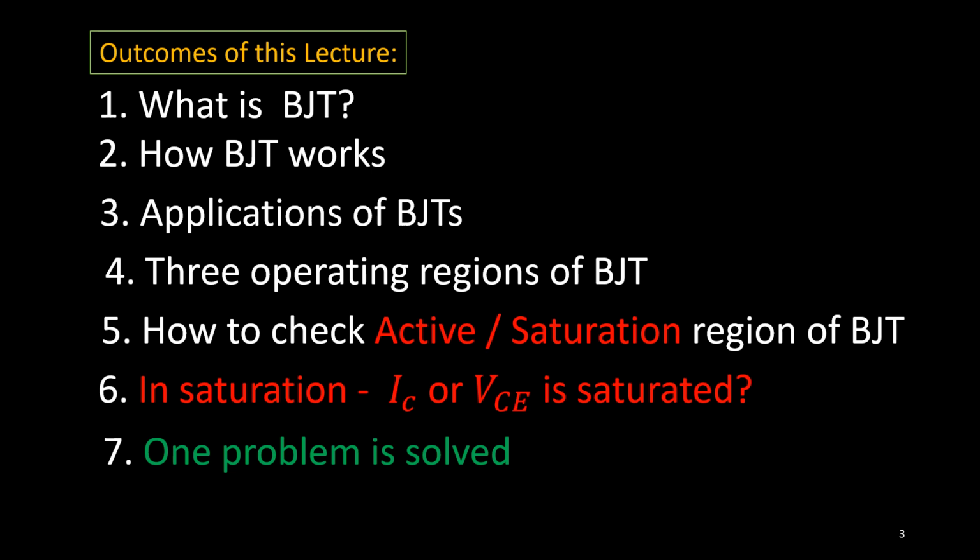BJTs. We will discuss three operating regions of BJTs: active region, cutoff region, and saturation region. And we'll discuss how to check the active and saturation region of a BJT if a circuit is provided. Also, we'll discuss which parameter, IC or VCE, is getting saturated, or whether both parameters are getting saturated in the saturation region. And at the end, we'll solve one problem.